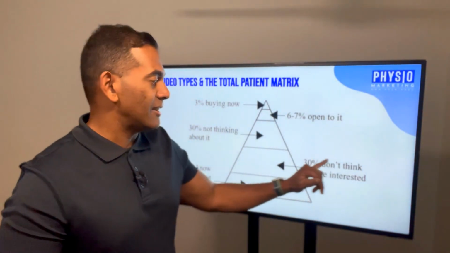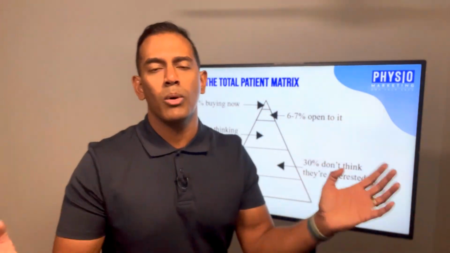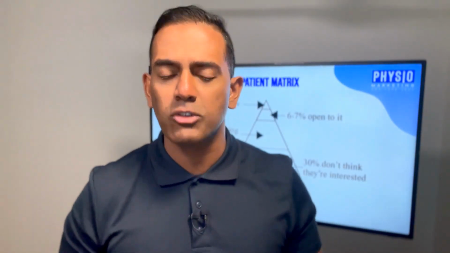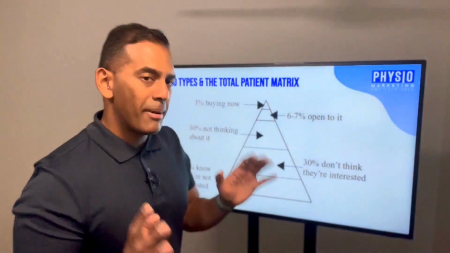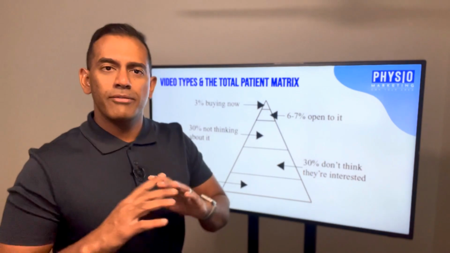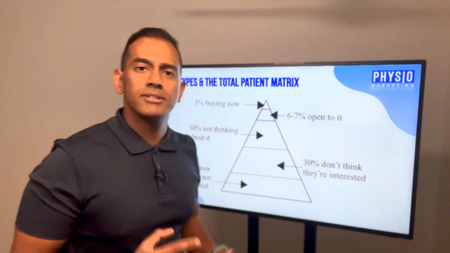Doesn't matter what you do for them, unless they get to at least they don't think they're interested. Whatever you do is not going to matter to them, right? So ignore them. So basically, if you really think about it, at the very least, you've got 70% of people that you can target as potential patients. So out of 100 people, you have 70% of people that you can be directly helpful for. That's a big number, right?